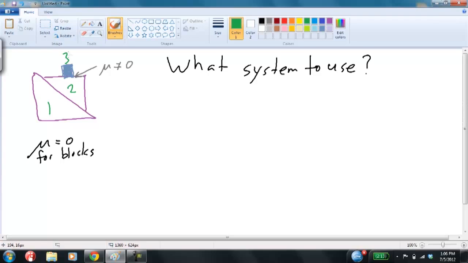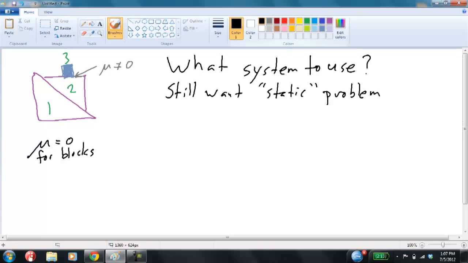What system do you want to take? What would you like to do? We'd like to make everything still accelerate with the same acceleration. It's a static problem. You could take these two things as the same system. Well, with or without 3? Without 3. Could you take all of them to be the same system? They have the same acceleration, and that's what we want, and so we can.